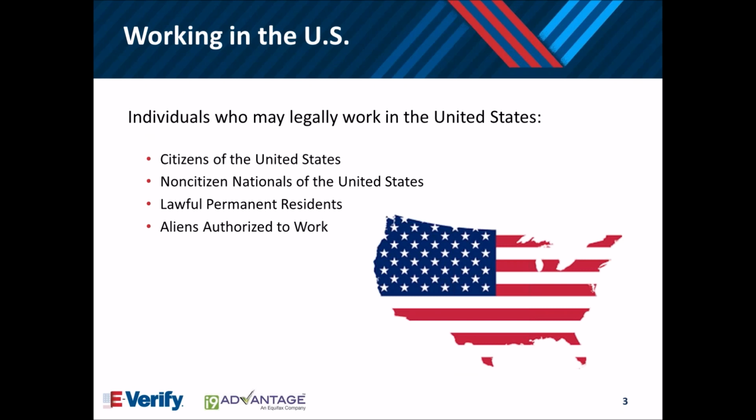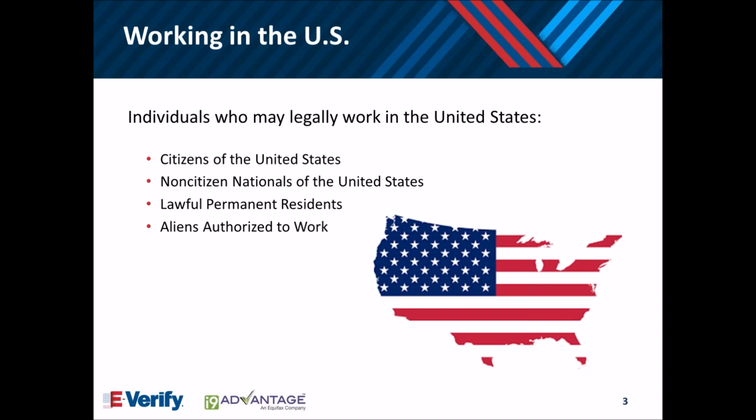So starting here with individuals who can legally work in the United States. And you're going to see these categories again when we look a little closer at the Form I-9. But basically, there's 4 categories of individuals who can legally work in the United States. And that's what we're looking at here. First of all, we've got U.S. citizens. And this category includes people who were born in the United States. They may have naturalized or derived that citizenship status.